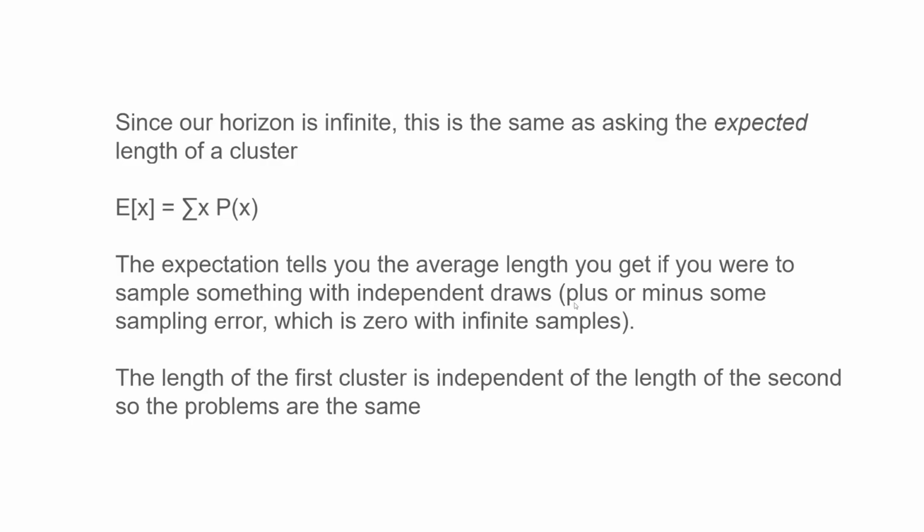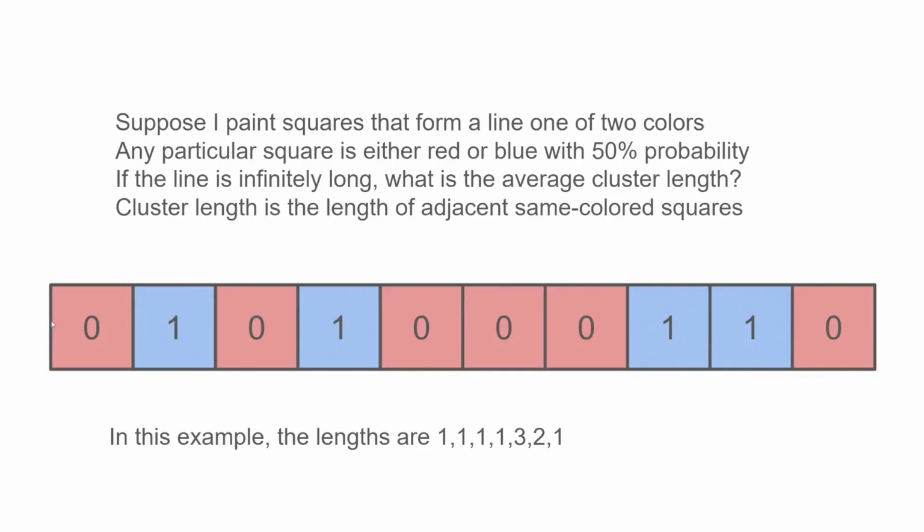Because of the way this problem is set up, the length of the first cluster is totally irrelevant to the length of the second cluster, right? So we do end up getting independent cluster lengths on this infinite distance horizon. Then these two statements of the problem are exactly the same. I can go back to this line and think, okay, the first cluster has length one. Does that impact my second cluster?